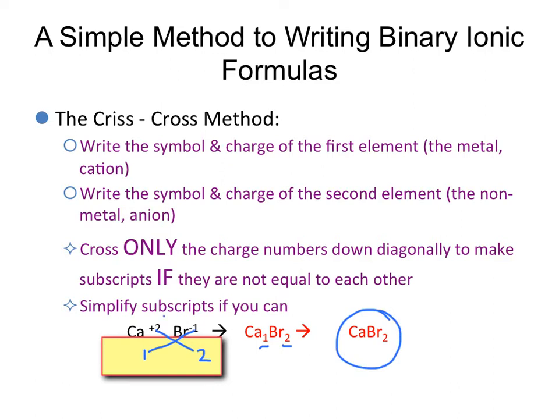Of course, understand that basically this is giving you that ratio that you were guessing in the last slide, because 1 calcium at +2 is a +2 charge, and 2 bromines at -1 gives you a -2, which then gives you 0.